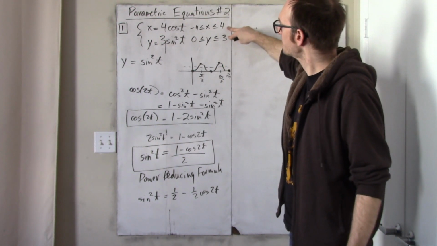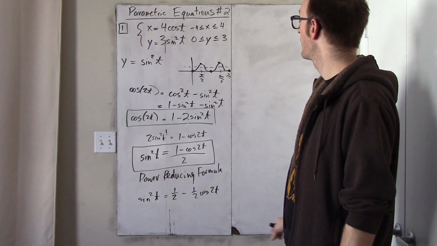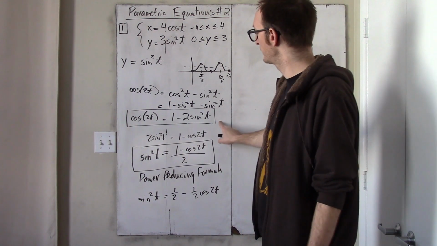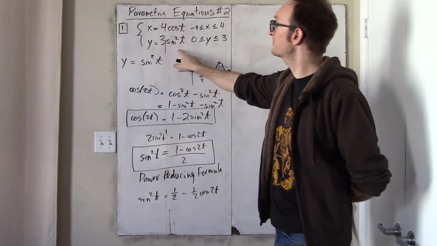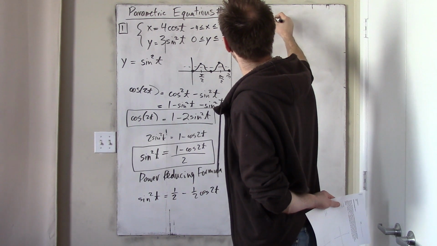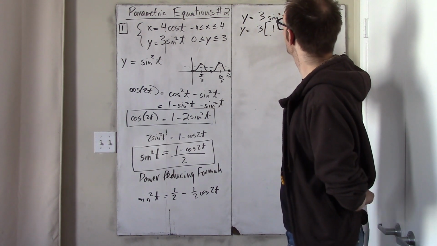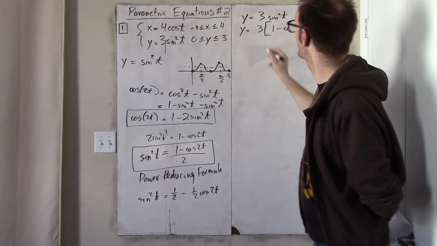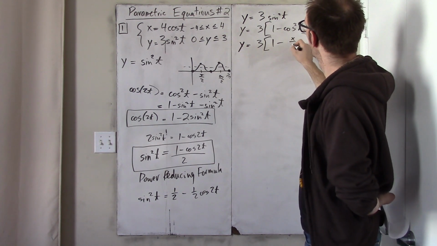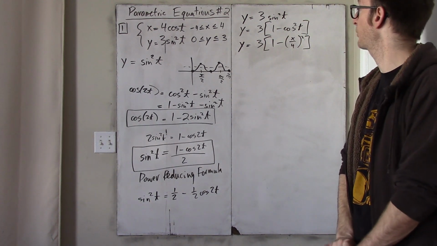I know my restrictions. There's no end behavior to talk about, so I can just eliminate the parameter and graph it. How do I eliminate the parameter? Actually, the sine-versus-cosine question is irrelevant here, because the simplest way of expressing sine in terms of cosine is with 1 minus. So I'm going to write y equals 3 sine squared t, and then rewrite it as 3 times 1 minus cosine squared, because that's the most convenient form. And so this is 3 times 1 minus, and what is cosine? It's x over 4. So this is x over 4 squared.